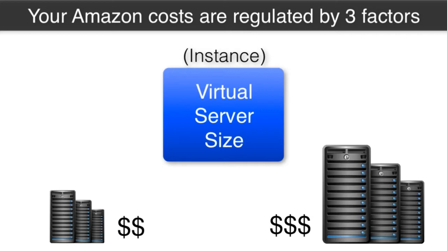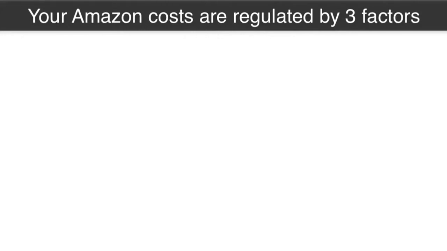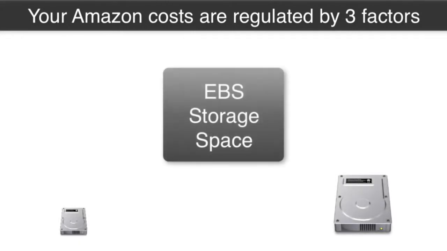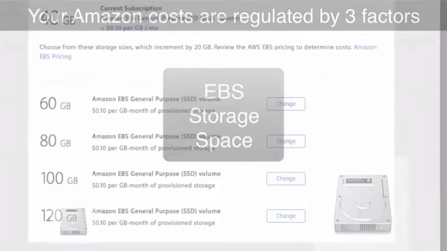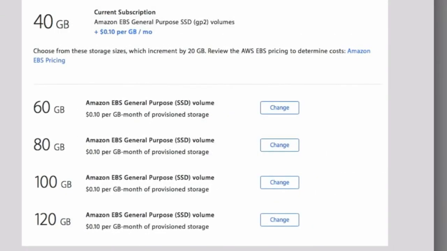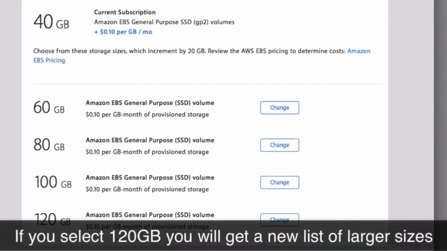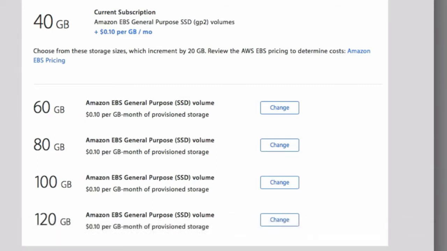The second component to the overall cost is the amount of storage that you are using. And when you set up FileMaker Cloud initially, you're going to be presented with choices for the size of your hard drive between 40 gigabytes and 120 gigabytes. Now, I can tell you that if you do select 120 gigabytes, then you'll be presented with options larger than 120. So this technology is not limited to 120. They're just limiting the choices that you see on screen right now.